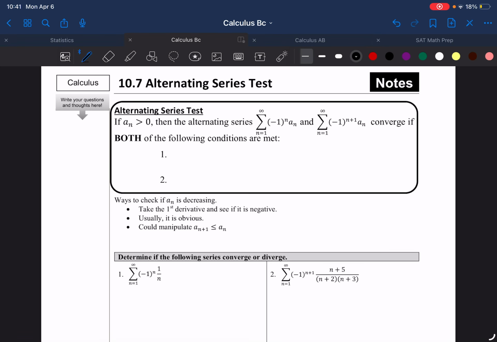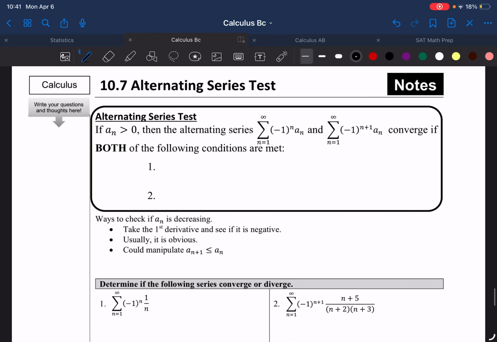Okay, notes 10.7, alternating series test. So the alternating series test, we're trying to check if the series is alternating between signs. So is it going positive to negative, then back to positive, or negative to positive, and then back to negative?